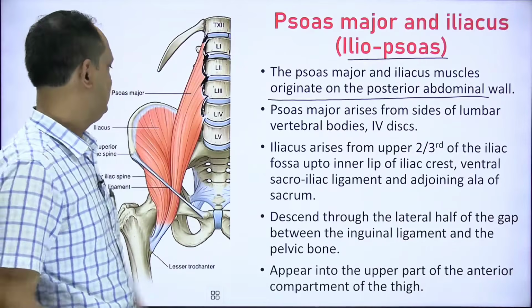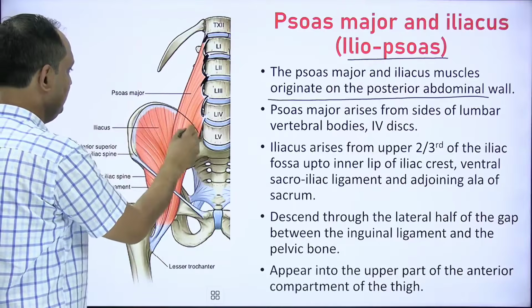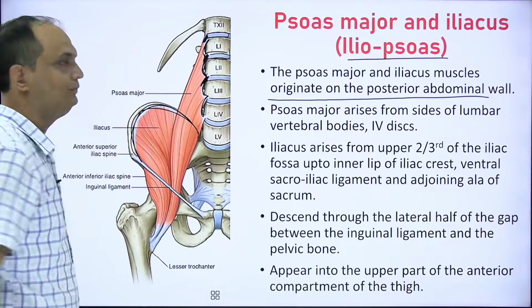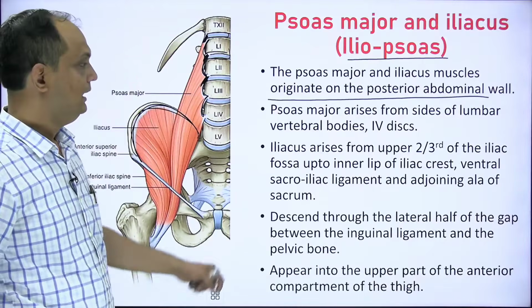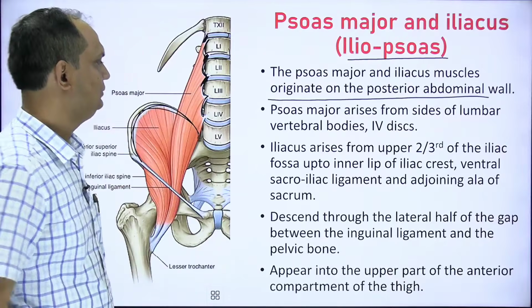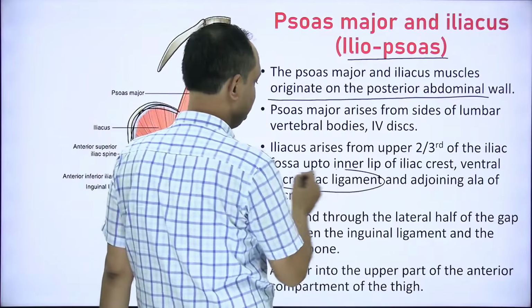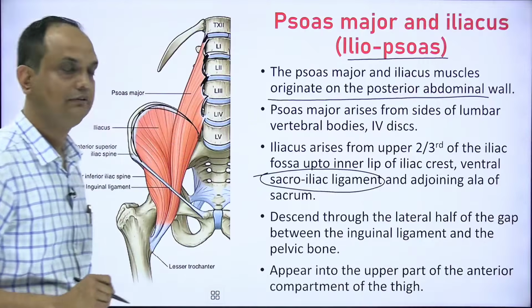The iliacus, you can see, arises from the upper two-thirds of the iliac fossa of your hip bone, and it also takes origin from the adjacent part of the sacroiliac joint and the ala of the sacrum.